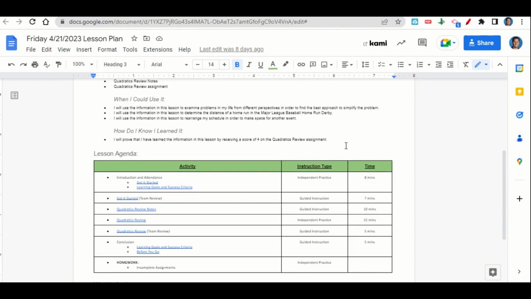While we do that, you'll fill out your Get It Started. Once you've completed your Get It Started, we'll go over it together and answer any questions that you may have. After that, we'll go over the Quadratics Review Notes, and I'll give you time to complete the Quadratics Review Assignment. Once you've completed the assignment, we'll go over it together and answer any questions that you may have. At the end of class, we'll go back over our learning goals and success criteria while you fill out your exit ticket before you go. Your only homework for tonight is to work on any incomplete assignments that you may have.